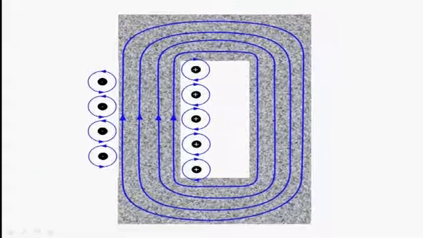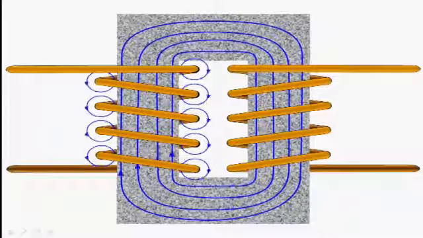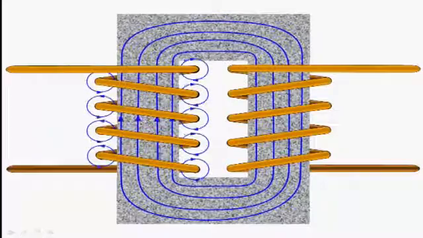So if we now look at the primary side of the transformer, we can see how we generate this magnetic field which passes through the secondary coil. And what we'll now look at is induction in the secondary coil.